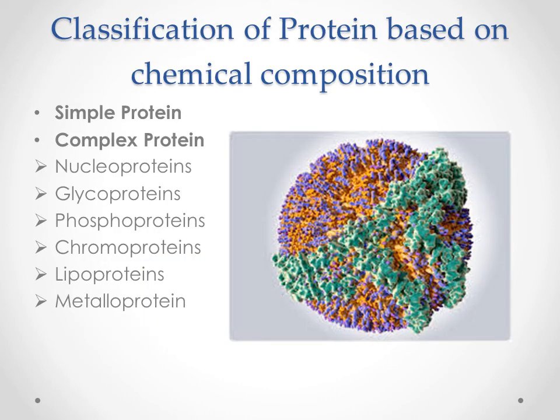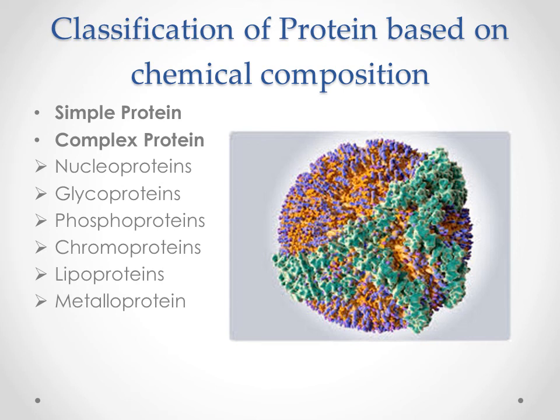Classification of protein based on chemical composition. Basically, there are two classes, simple protein and complex protein. Simple proteins contain only amino acids and their derivatives, like serum albumin, insulin, and the enzymes. Complex proteins are made up of simple protein plus some other non-protein groups.